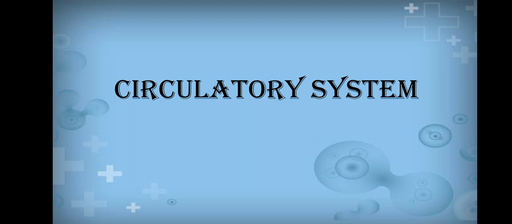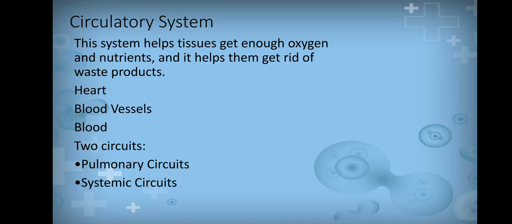The circulatory system is comprised of the heart, the blood vessels, and the blood. It consists of two circuits that carry blood around: the pulmonary circuit and the systemic circuit. The smaller is the pulmonary circuit, which runs between the heart and the lungs, and the larger is the systemic circuit, which runs between the heart and the peripheral tissues.